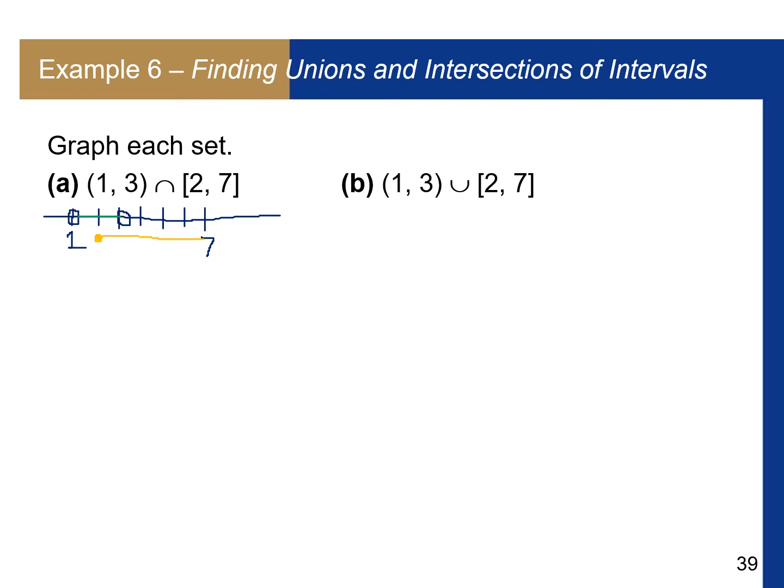Also closed circle here. Now, the question in this problem is, what is the intersection? So I'm saying, what is the same in both? That would mean, where is the overlap? So it looks like I have an overlap at, no, 2, I'm sorry, 1's over here. 2 and including 2, but not including 3. So I would write that as including 2.